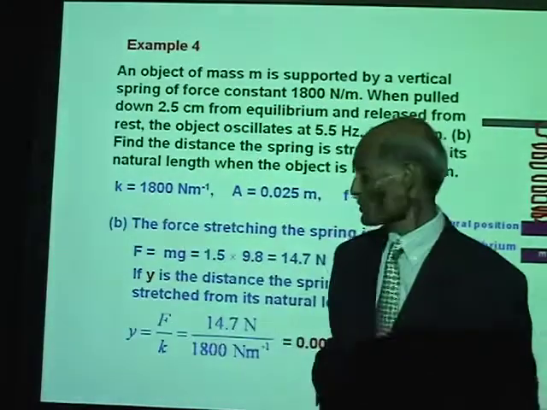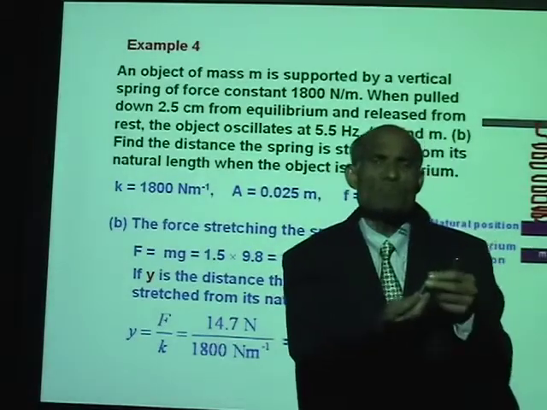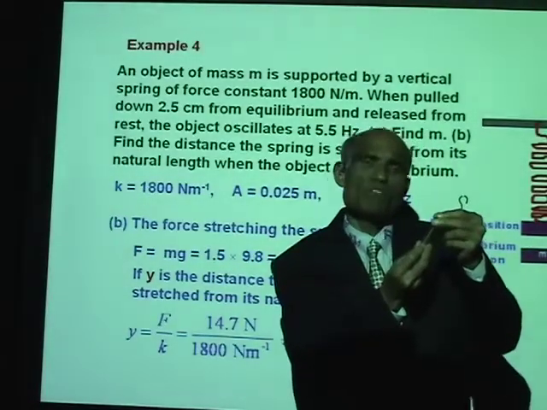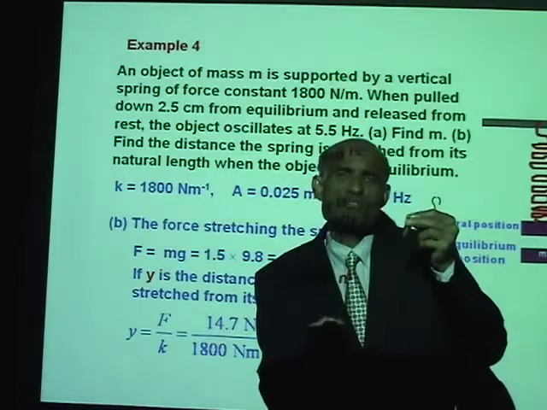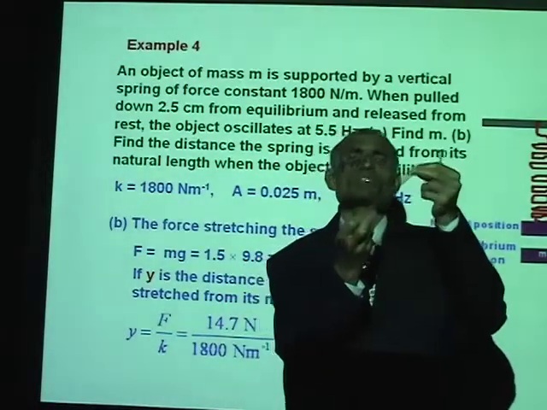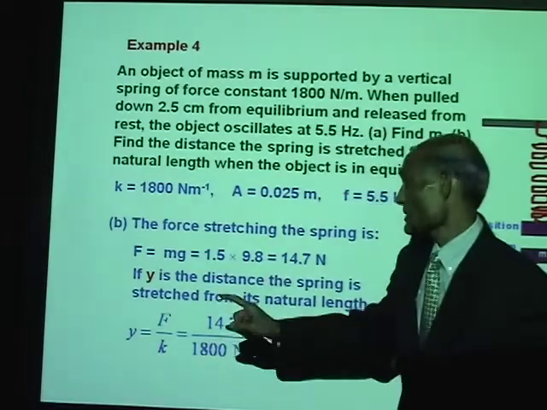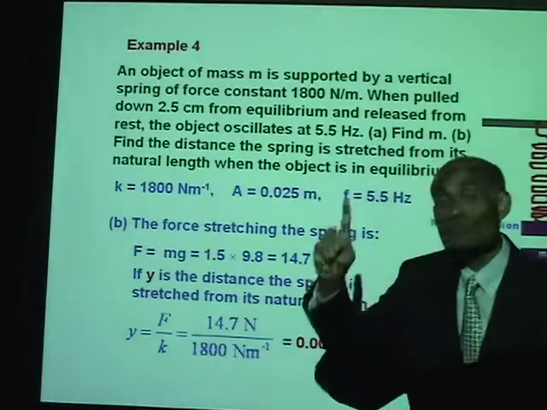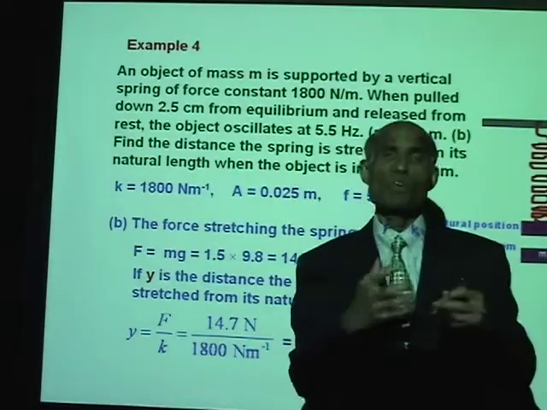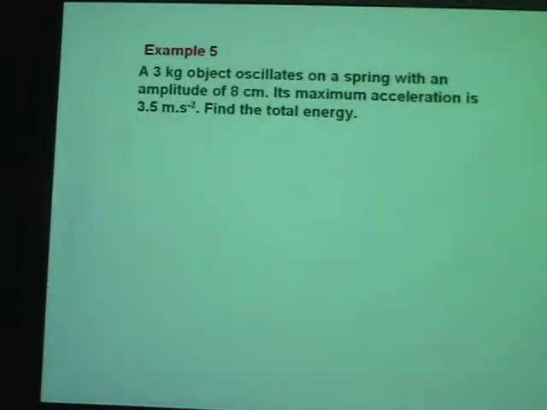Why? Because the spring constant is very high. What does that mean, the spring constant is very high? The spring is a very hard spring to stretch. This is a low k. The value of k for this spring is about 26 Newton per meter. And the spring we are using is 1800 Newton per meter. So it will be very hard to stretch it. All right, another problem.